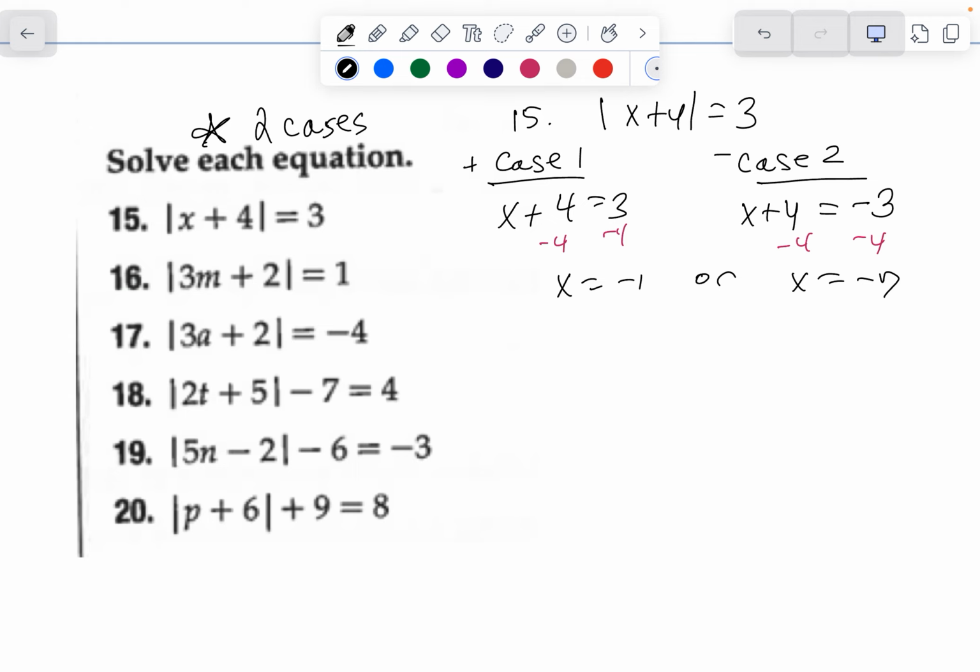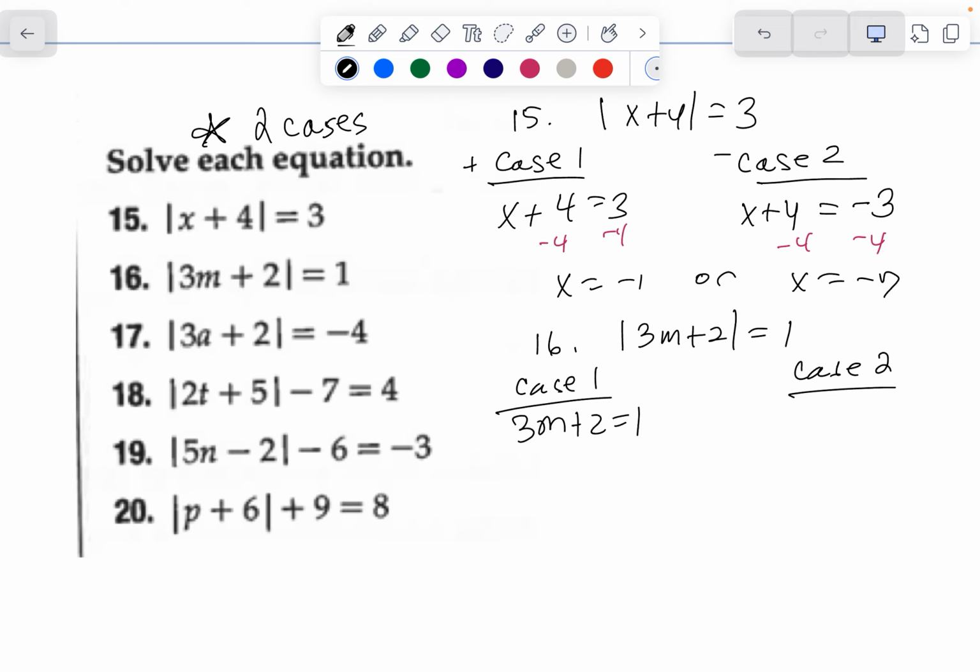Now, 16, same idea. Let's do that one. Case 1 is our positive case. Case 2 is going to be our negative case. Our positive case is when 3m plus 2 equals 1. Same exact equation, drop off the absolute value. Our negative case is where 3m plus 2 equals -1. So two very simple equations now to solve.